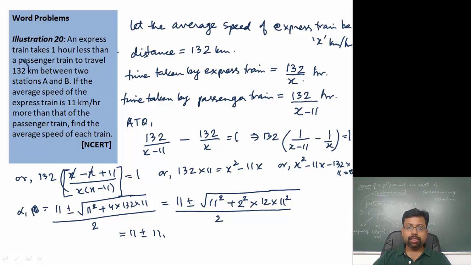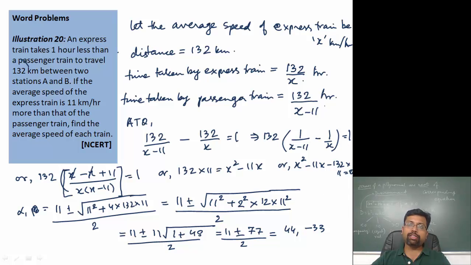So 11 can be taken out because 11 square would be common, and you take it outside the square root, so it will become 11. And you have 1 plus 12 into 4 is 48 divided by 2. So yes, you have a simple value. You have 49, square root is 7. So 11 into 7 is 77, and you get the two values. The two values will be what? 88 divided by 2, that's going to be 44, and the second one will be minus 33.